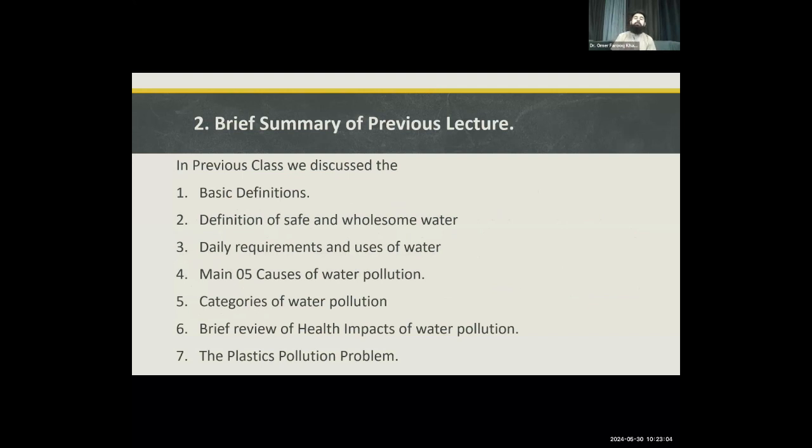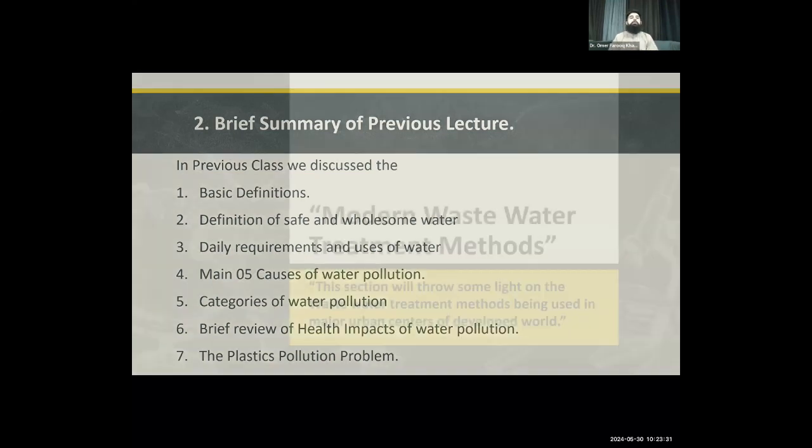So, a brief summary of our previous lecture. This brief summary is given for those people who could not entirely attend the previous class or who do not remember the exact table of contents of it. By giving you the brief summary, we can easily understand what we talked about previously and what we are going to talk about now.